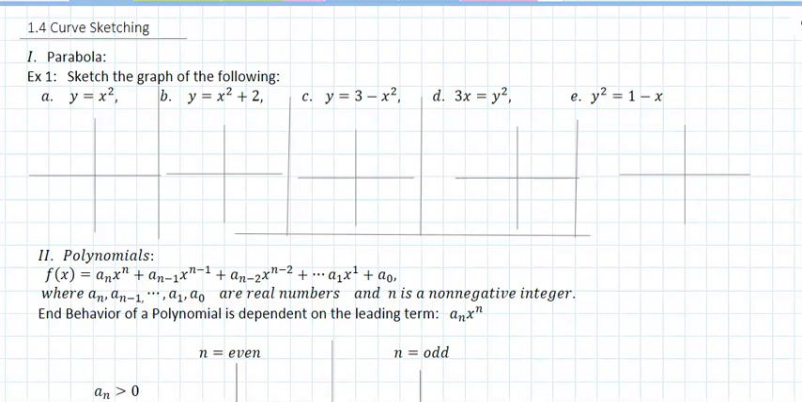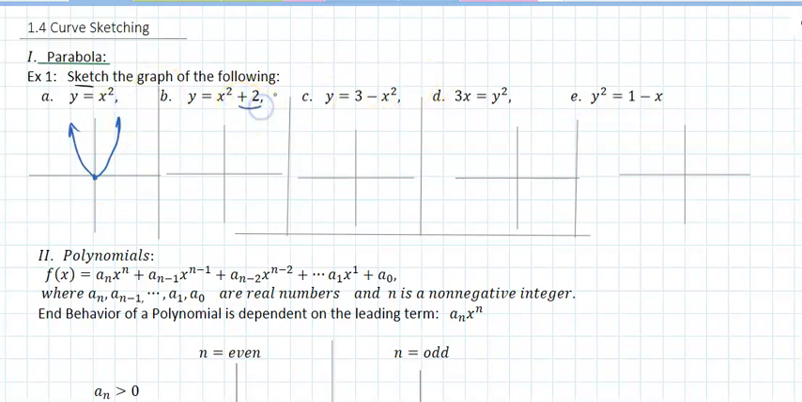Section 1.4 talks about curve sketching. So this is a quick reminder of a few types of graphs, three to be specific. One, the parabola, so y equals x squared. When we say sketch, and that's the majority of the time what we want in this class, a rough graph will be enough.